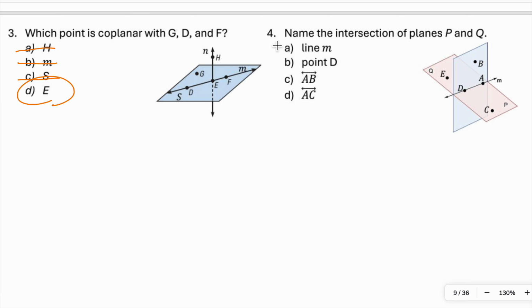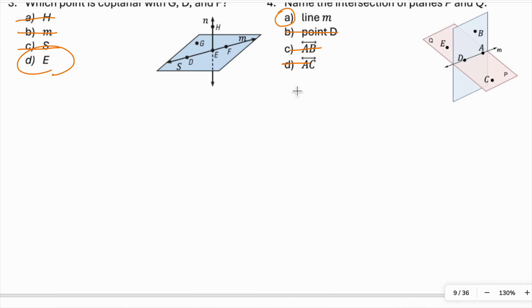The intersection of P and Q is going to be line M. Point D is just a point, but it's more than where they're intersecting. AB is not an actual line being shown, and neither is AC. In fact, AB is just on plane P, and then AC is on plane Q.